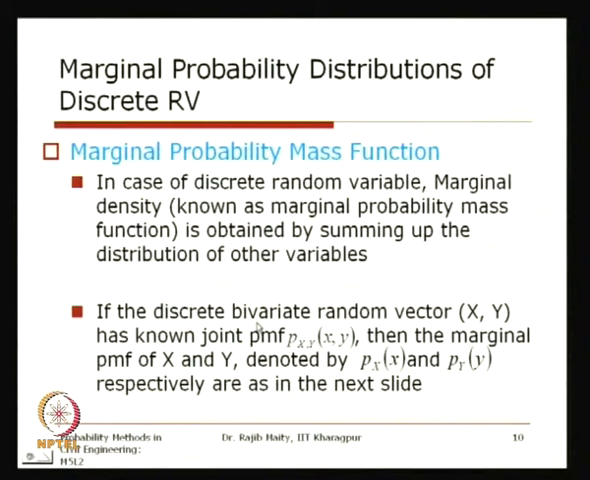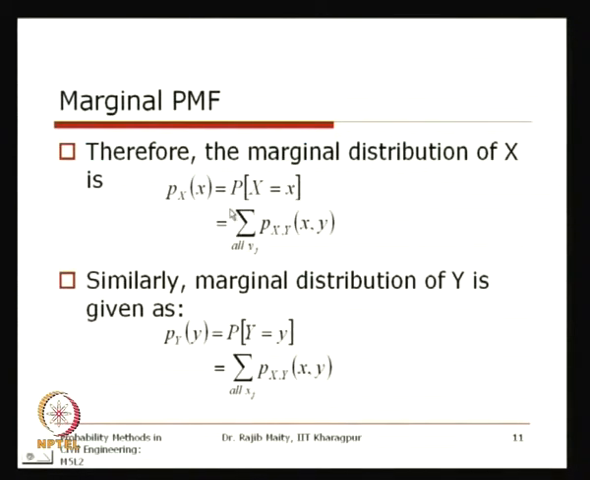So if the discrete bivariate random vector, one is x and the other one is y, is having the joint PMF Pxy, then the marginal PMFs of x and y, denoted by Px(x) and Py(y), are shown. How to get the marginal from this is just the summation over the other one. So this one, Px(x), as I told, is the marginal distribution of x, from this joint PMF Pxy.